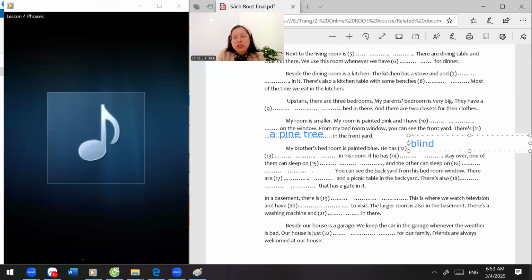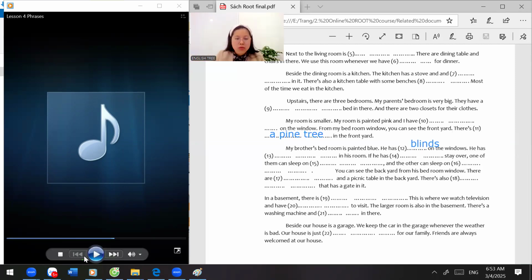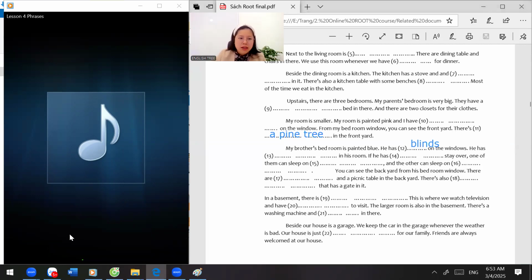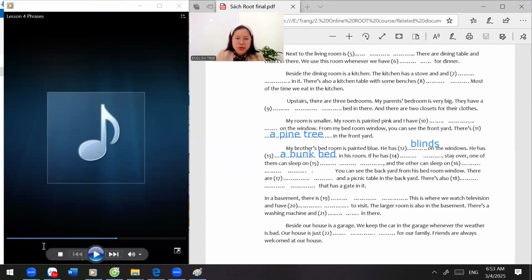So maybe he has many blinds on the windows, and we can't hear an or the before that, and we hear z. He has blinds on the window. Blinds on the windows. He has a bunk bed in his room. He has a bunk bed. He has a. It's easy for you to hear has the, but it's a. This is the first time we talk about this bunk bed. So yes, he has a bunk bed in his room.